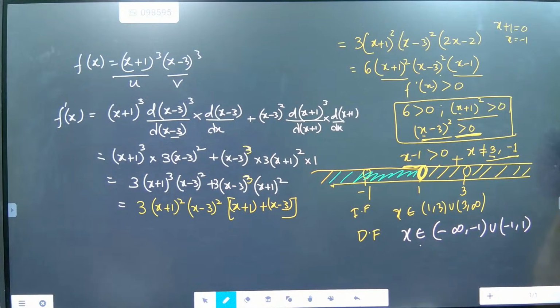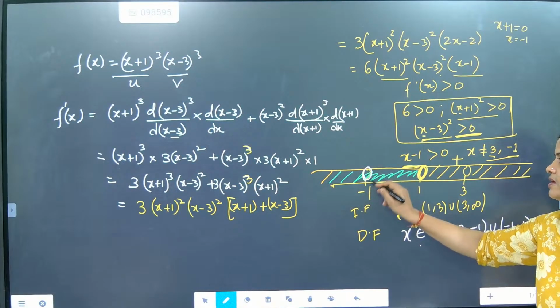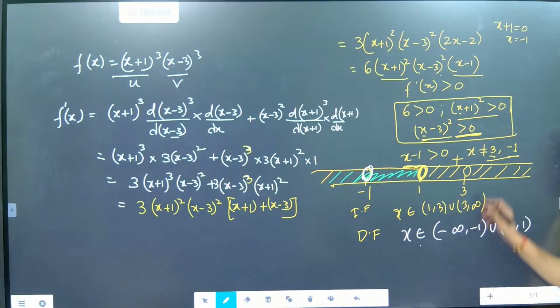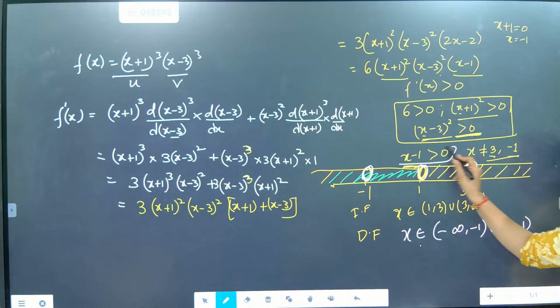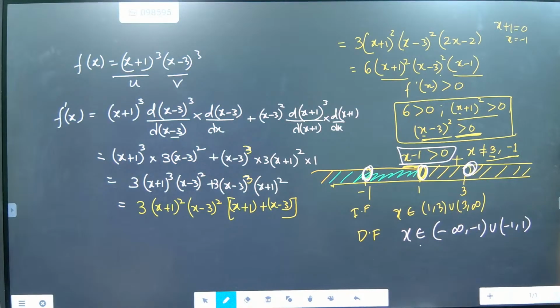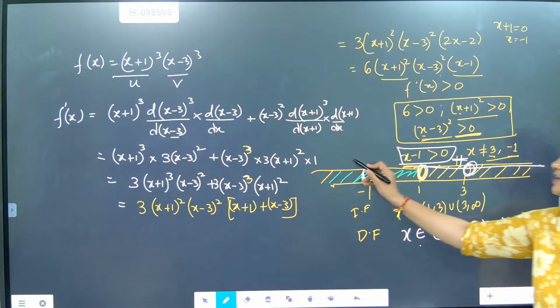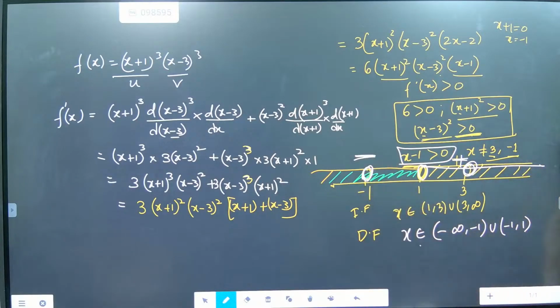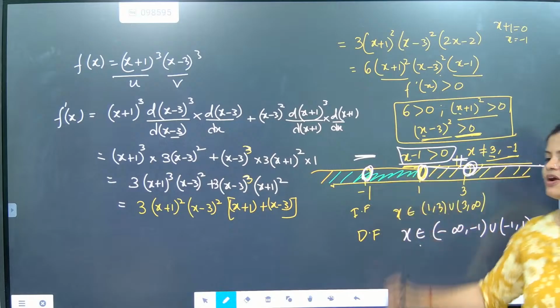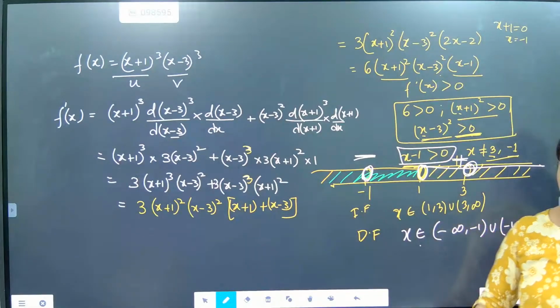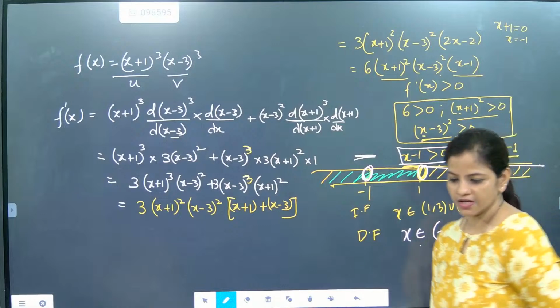Jayashree, why beta? Because this point we will not consider, and this point is coming because of our inequality part. Got it? So the increasing part will become this one plus, the decreasing part will become this one minus. But for the increasing part, which one do we have to remove? 3. For the decreasing part, what do we have to remove? -1. Just a crystal clear concept, beta? Yes.